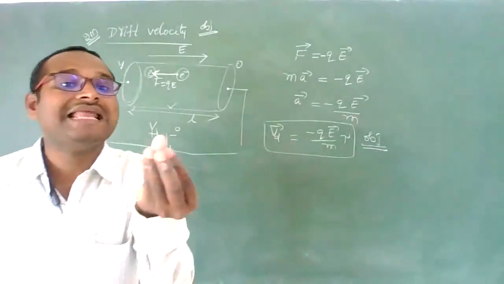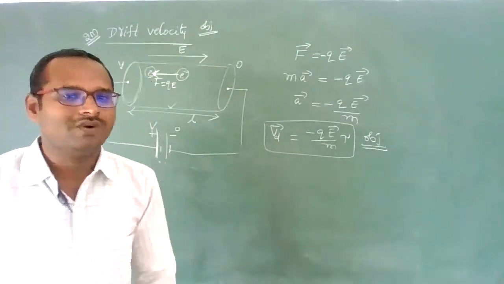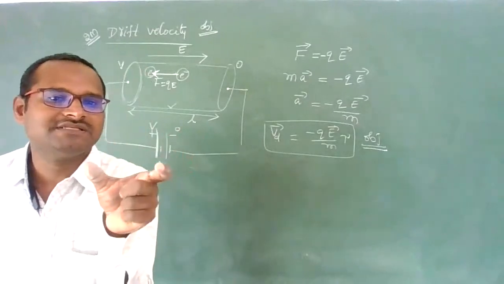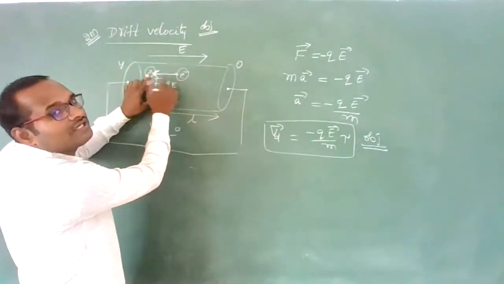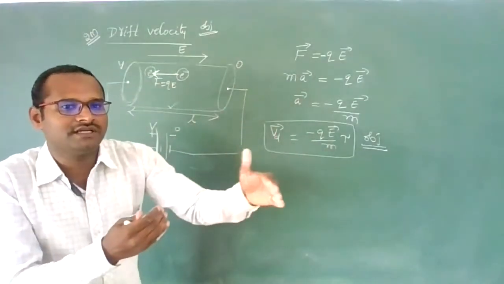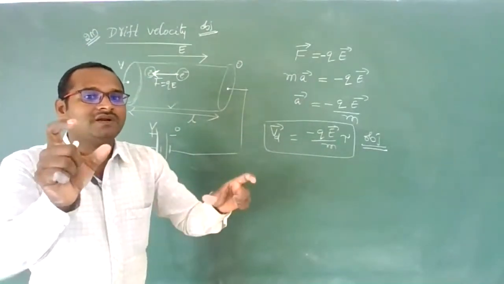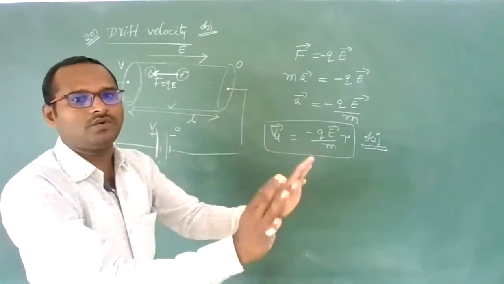Tau is nothing but relaxation time. What is relaxation time? Relaxation time is the shortest interval of time between any two collisions. From one collision to another collision, how much time will be there? During that time, the electron will get accelerated freely. After that, one collision will be there.